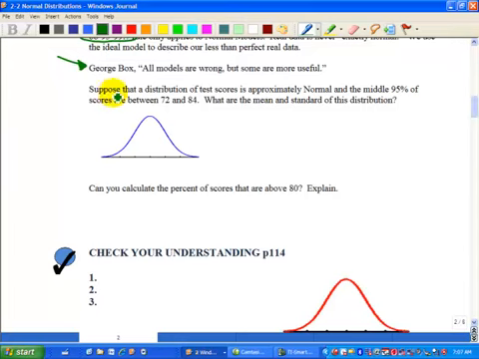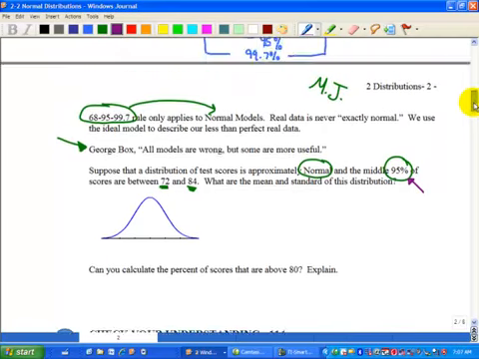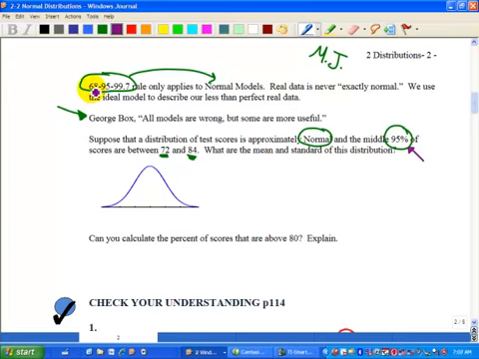It says, suppose that a distribution of test scores, so the shape of test scores, is approximately normal. And the middle 95% of scores are between 72 and 84. With that information, can you figure out what the mean and the standard deviation are? Okay. Well, you say to yourself, yeah, if I can remember which of the notches is 95. So let me look right here. 68 is 1 standard deviation, 95 is 2, and 99.7 is 3. So here's the mean, which is what they want me to find.